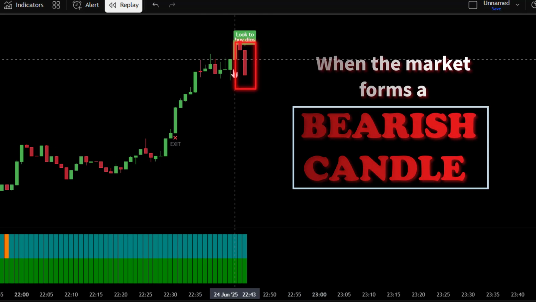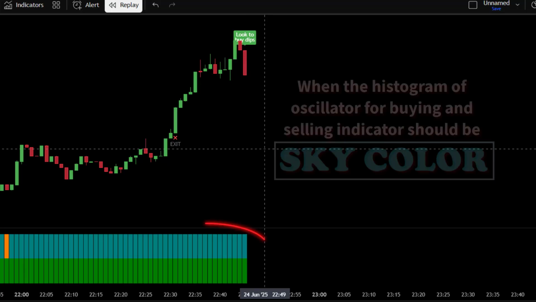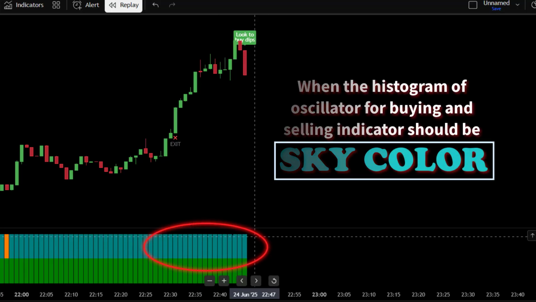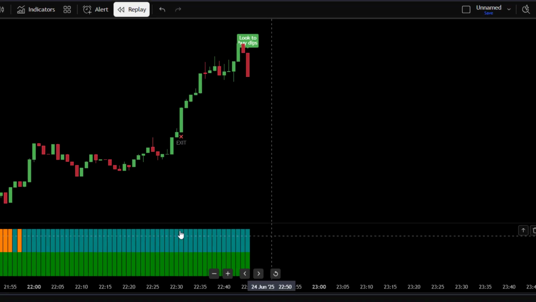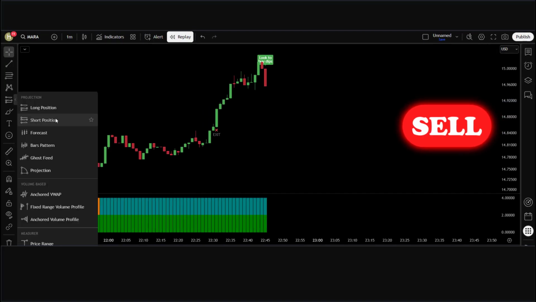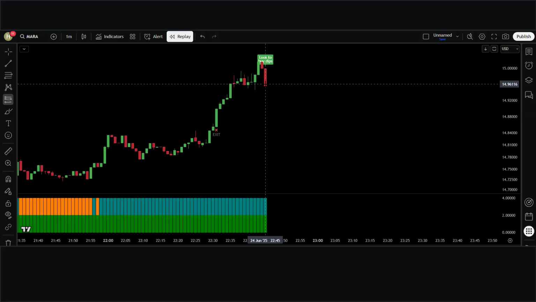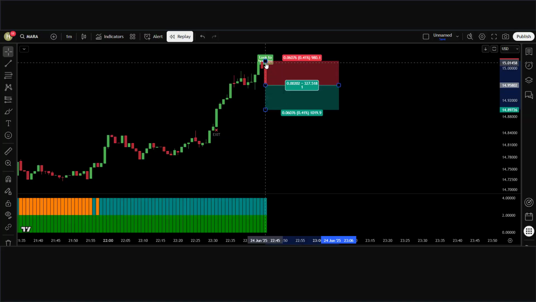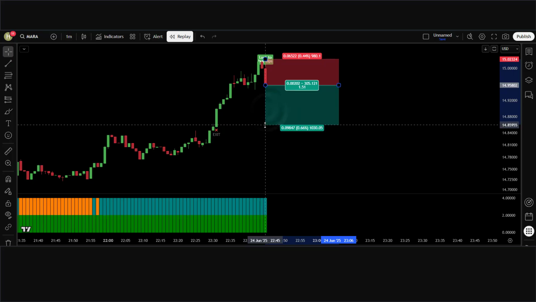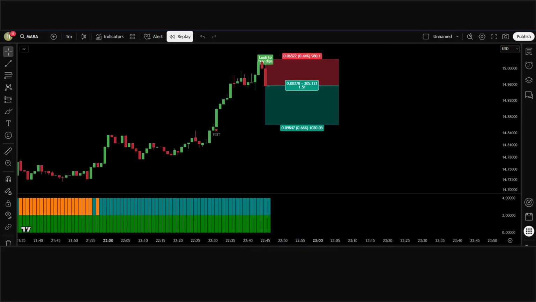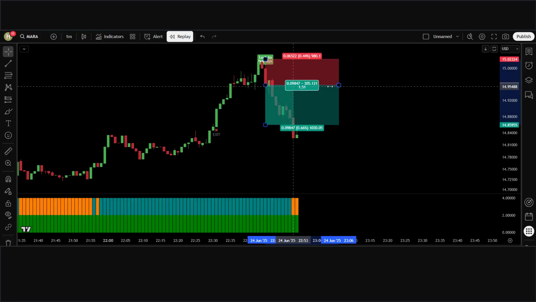When the market has formed a bearish candle, and the histogram of the oscillator for buying and selling indicator is sky color, if these conditions are fulfilled, then we will place a sell order. Our stop loss will be placed at the current market's higher level, and the risk to reward ratio will be 1:1.5. The market has completely hit the target.